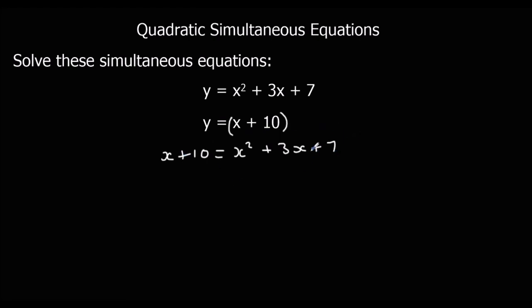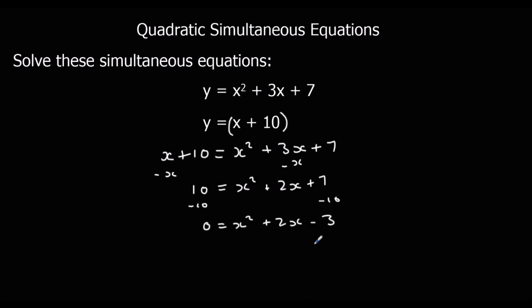Now, to solve a quadratic, I need to make it equal to 0. So I'm going to minus x from both sides. That will give me 10 equals x squared plus 2x plus 7, and minus 10 from both sides. So that gives me x squared plus 2x minus 3 is equal to 0, so we can solve it. The easiest way to solve a quadratic is to factorize it. So let's put it into 2 brackets. It's got to be 3 and 1, and it's plus 3 take away 1. So that means x is equal to minus 3, or x is equal to 1.